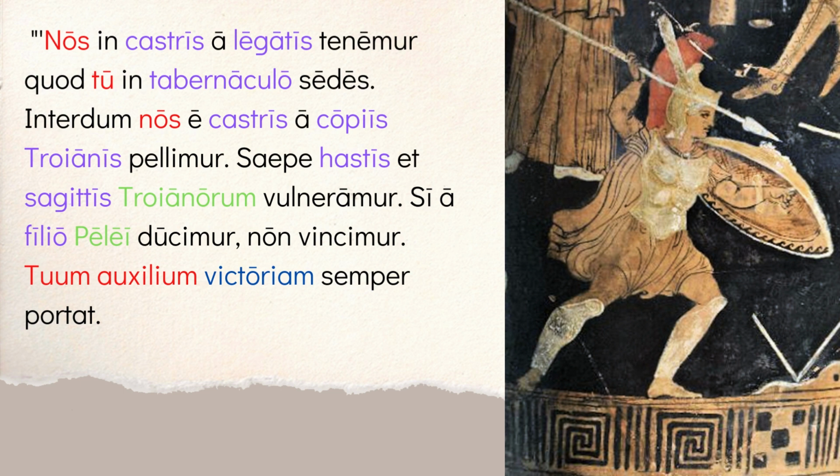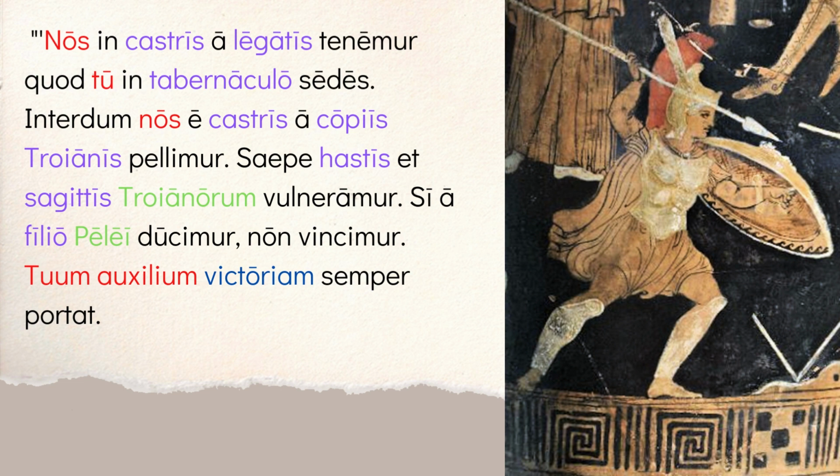Then it continues. You have saepe, hastis et sagittis Troianorum vulneramur. So often, saepe, we are wounded, vulneramur, right? It's not active, it's passive. So he's not saying we wound anyone, but we are being wounded, right? Often we are wounded by what? Here, he's not talking about people wounding them. He's going to talk about things wounding them. So it's that ablative of means. There's no preposition. It's just hastis et sagittis. So we are wounded by the spears and the arrows of the Trojans, right? Troianorum. There's your genitive plural. So he says often we are wounded by their weapons, is really what he's getting at.